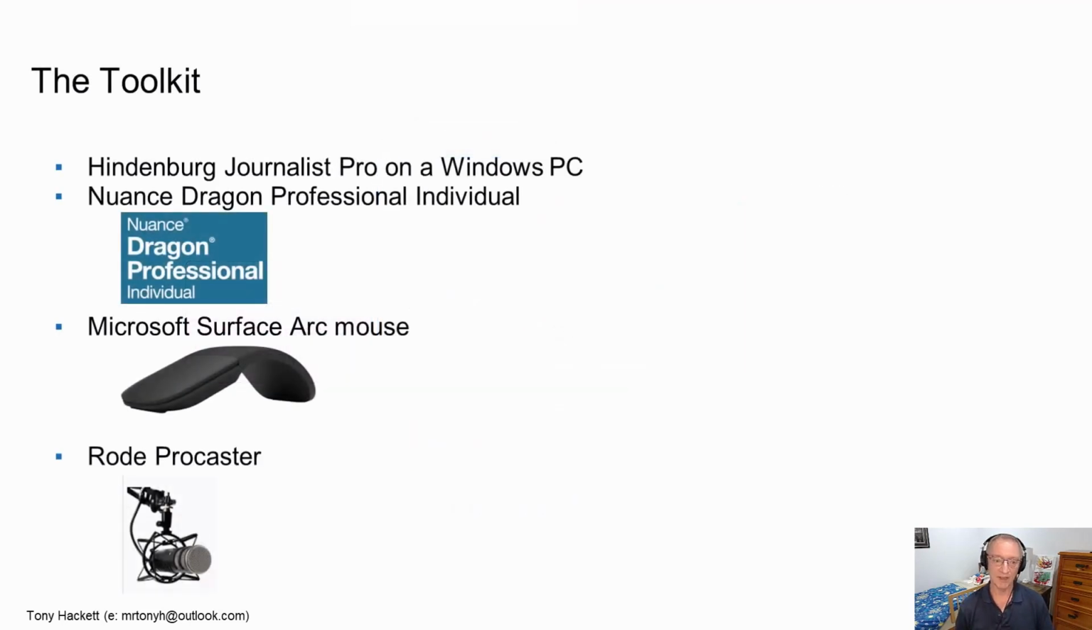Very straightforward. I have Hindenburg Journalist Pro running on a Windows PC, known and loved by all that would be looking at this now, I'm sure. Nuance Dragon Professional Individual is best known for speech to text, which I use it for as well. But you're also able to create commands that are global or specific to an application, in this case Hindenburg, and you can set up keystroke sequences that can be voice activated. I have a Microsoft Surface Arc mouse, which I showed you in the video, which is very basic. It gets no more basic. And I use a Rode Procaster microphone.